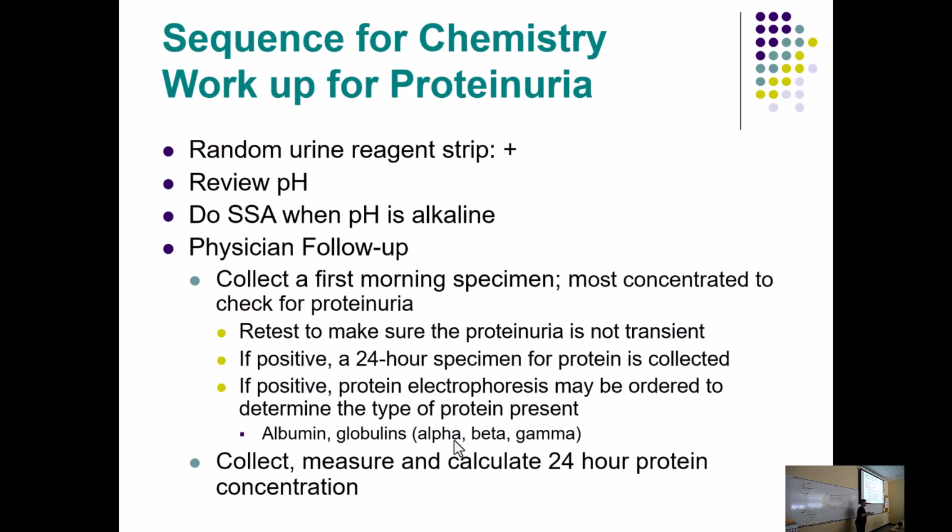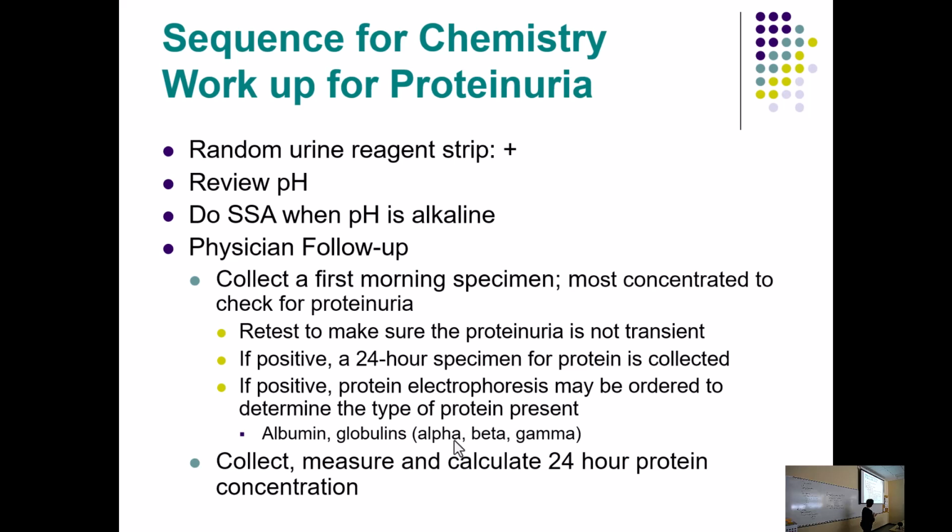So, the sequence for chemistry workup for proteinuria. A random urine reagent strip is positive. A lot of times it'll be one positive, not a big deal. But now you get another one that's positive. Okay, the patient's had a couple of positives. What's going to happen? We're going to look at the pH. If the pH is super alkaline, we're going to run the SSA. If it proves to actually be there, now we've proven it's there.